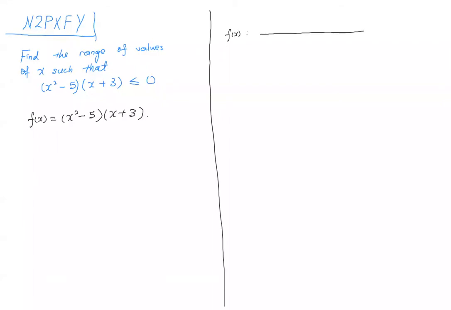So for polynomial, the domain is any real value of x. So I write down. Am I right? Is that correct? Is that your sign diagram? Yes. Okay.